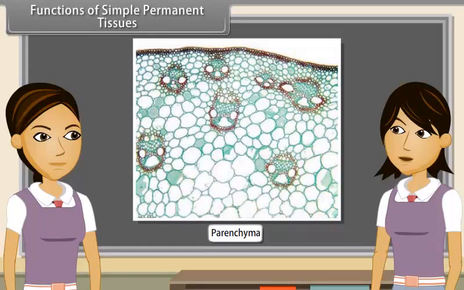Small pores are there in the epidermis of the leaf. These pores are known as stomata. Stomata are covered by two kidney-shaped cells known as guard cells. They help in exchange of gases with the atmosphere and transpiration. Functions of simple permanent tissues.